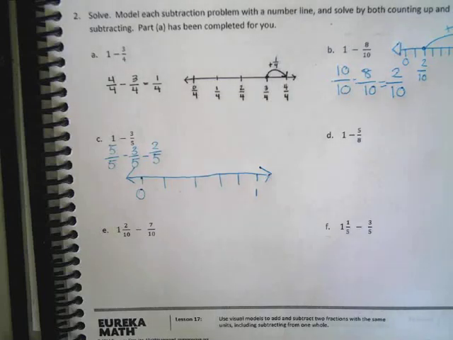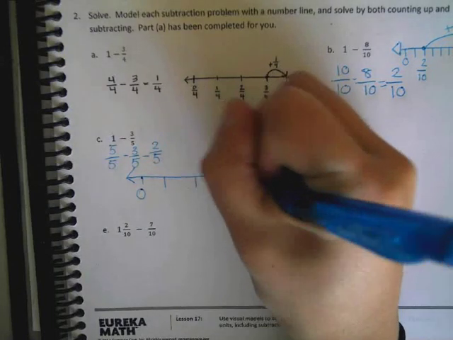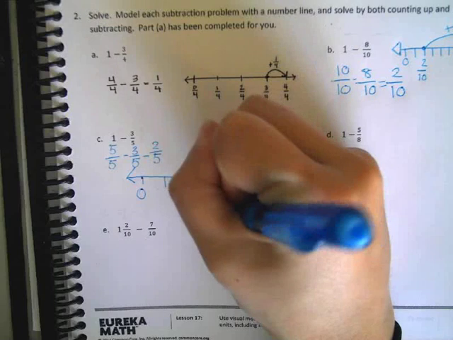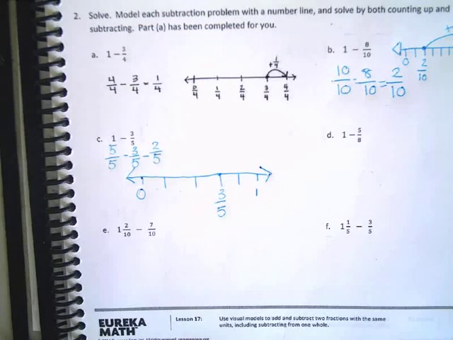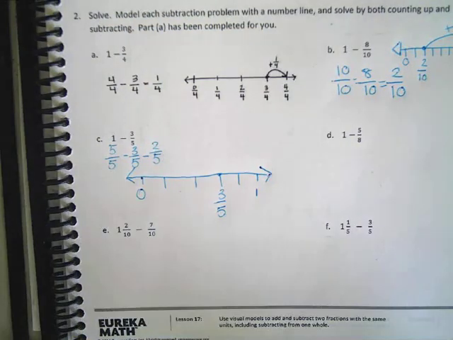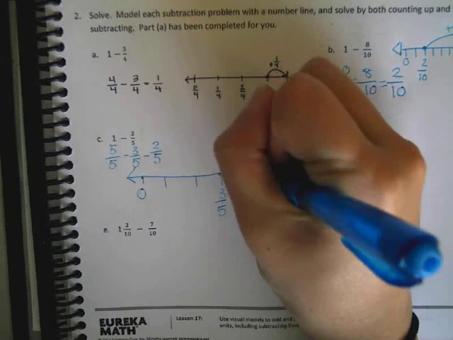Josiah, where do you think we should start? Find 3/5. Okay, so start at 3/5. All right, that's right here. All right, and then what do I do next? Go up 2/5.